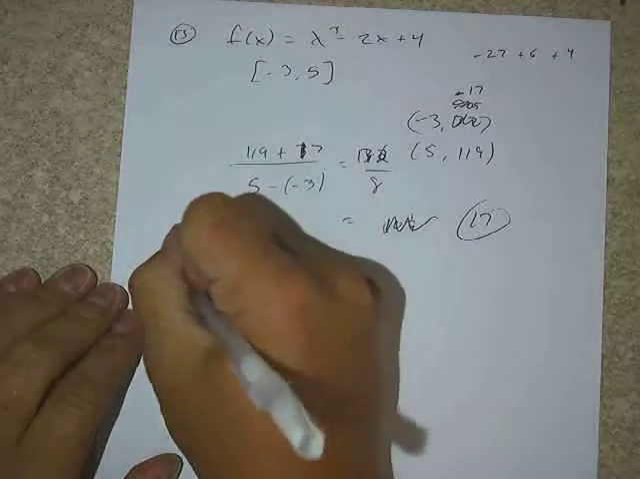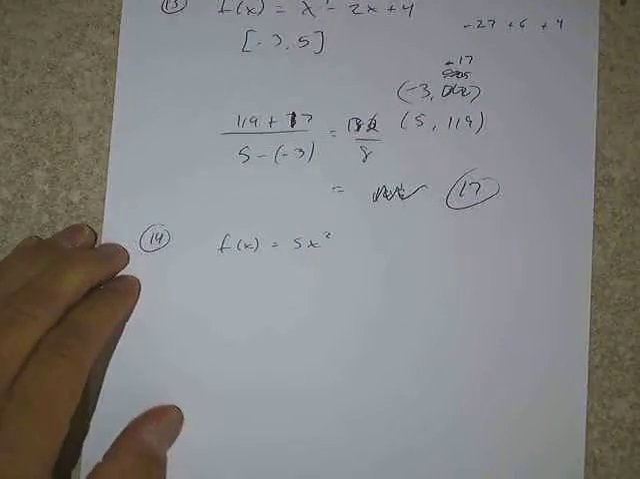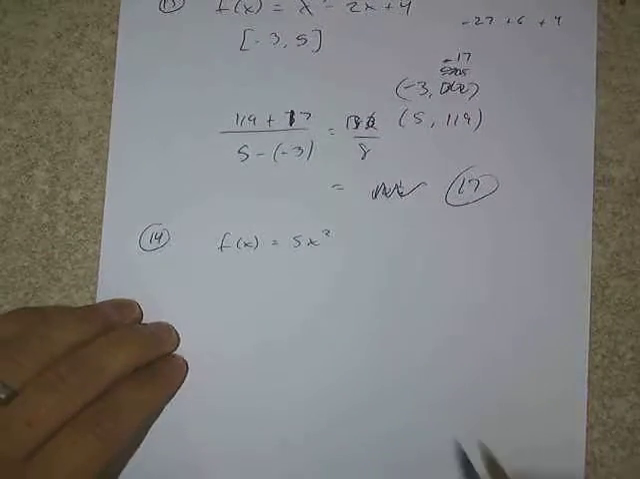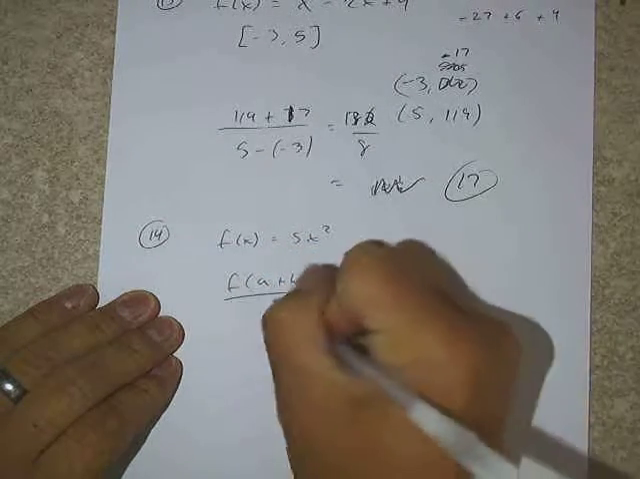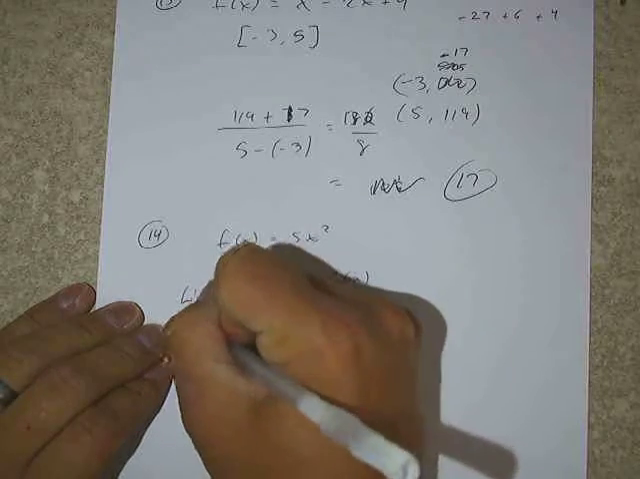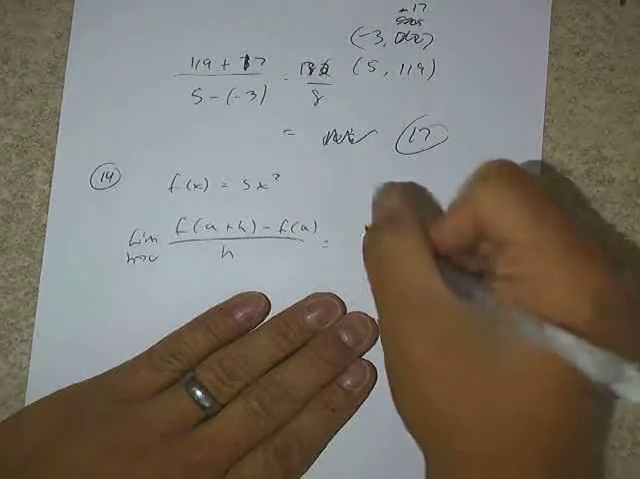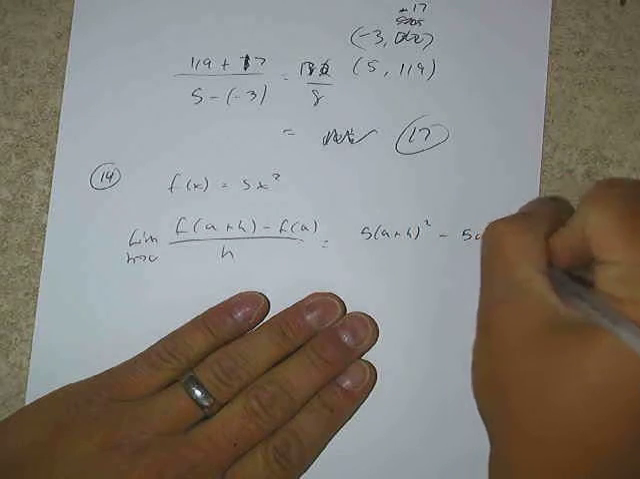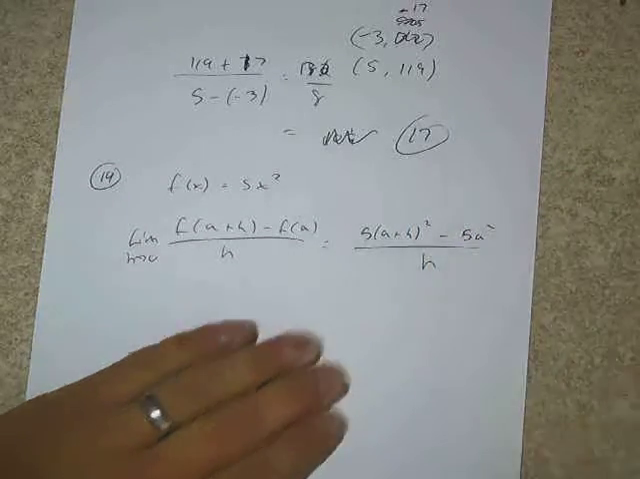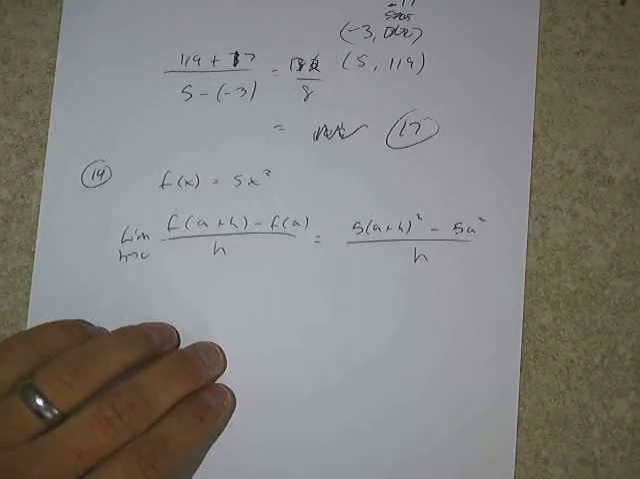14 says find the slope of the curve. So our only means to do that is to use our limit definition. Find the instantaneous rate of change, or the slope of the curve at a point. So if we fill in our formula here, our limit as h approaches 0, f of a plus h minus f of a all over h, and we fill in our blanks. We just put a plus h into our function, and then we just put a into our function. So step 1 would be as such.